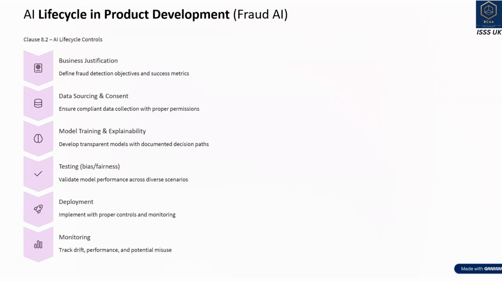When we look into the lifecycle, the first thing is to identify and understand the business requirement. Identify if there are any fraud detection objectives or success metrics, and how to mitigate those things. It is a very crucial part once you are taking the requirement, noting the requirement, and converting it into artifacts.